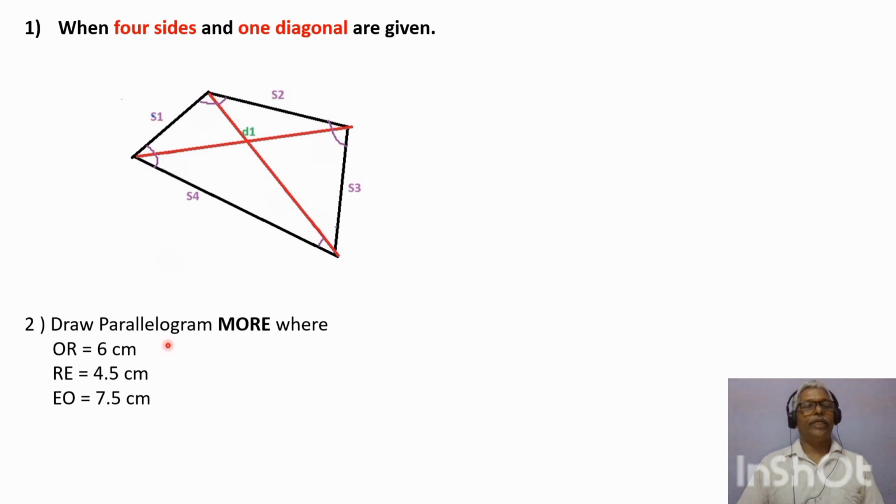Again, second exercise, for the first one only, 4 sides and 1 diagonal. Second exercise is draw parallelogram MORE, where OR is equal to 6 centimeters, RE is equal to 4.5 centimeters, and EO equal to 7.5 centimeters. And we will see how to draw this.